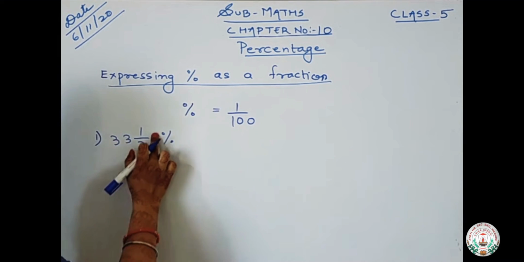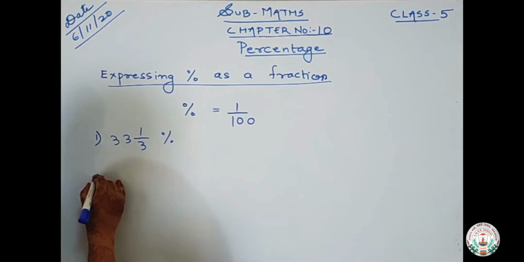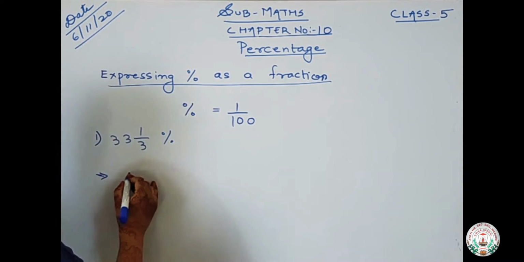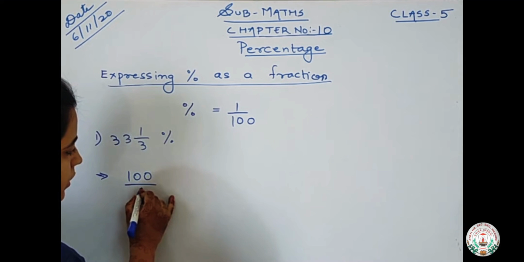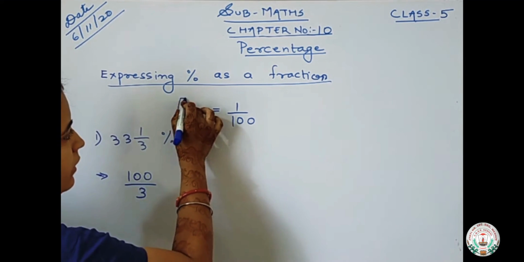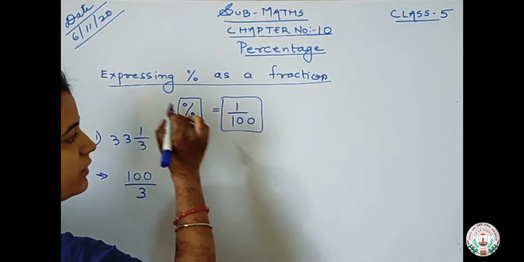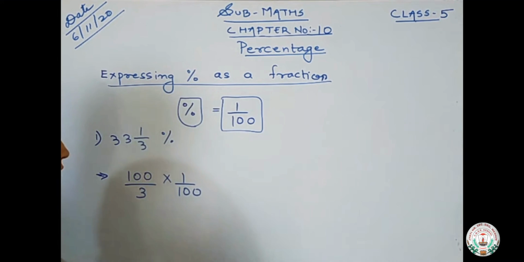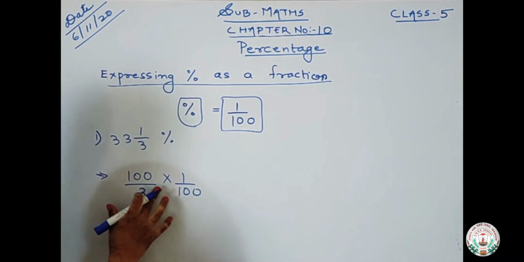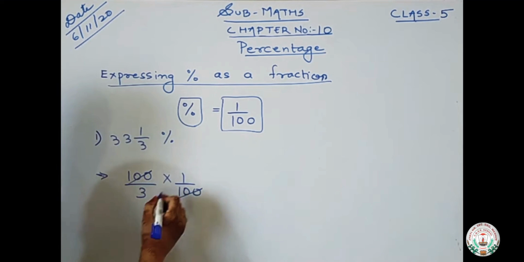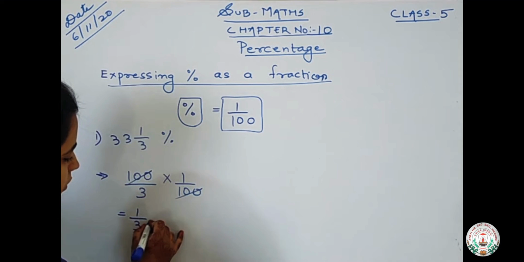First we will change the mixed fraction into an improper fraction. So 33 into 3 will be 99, 99 plus 1 is 100, so 100 upon 3. Then we remove the sign of percentage, and in place of percentage we will write into 1 upon 100. Understood? See whether the numbers can be cancelled out or not. So this 100 cancels out. What is left? 1 upon 3.